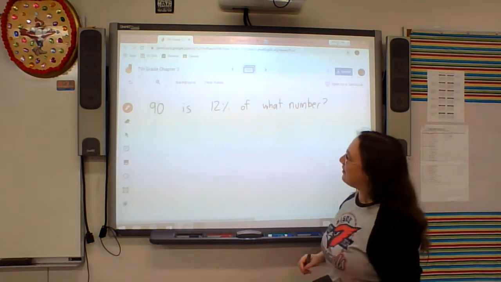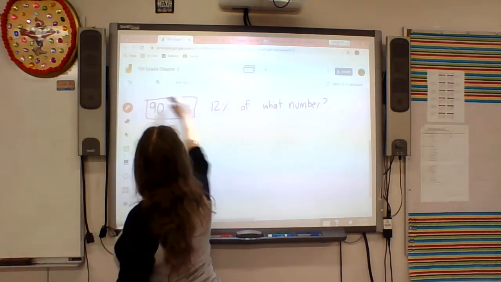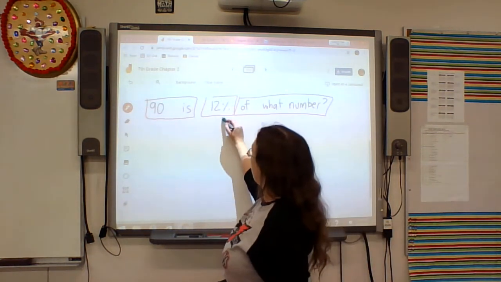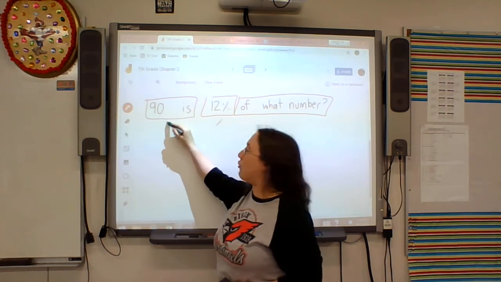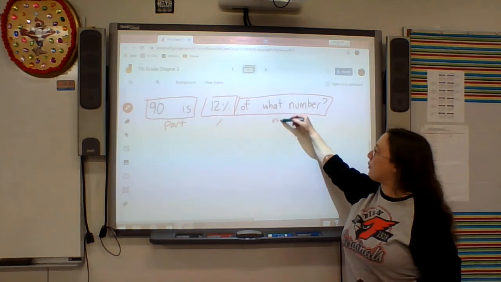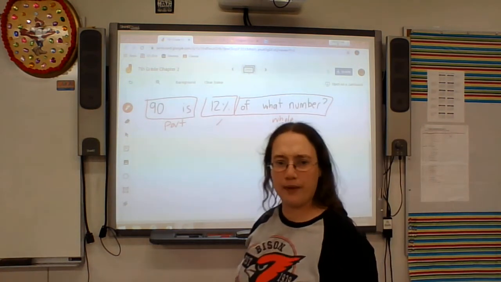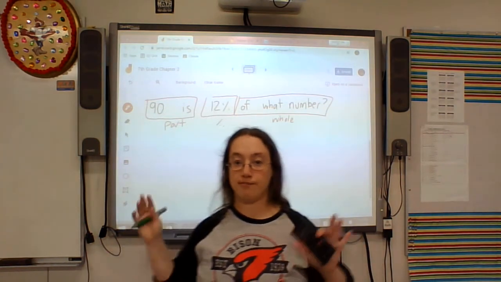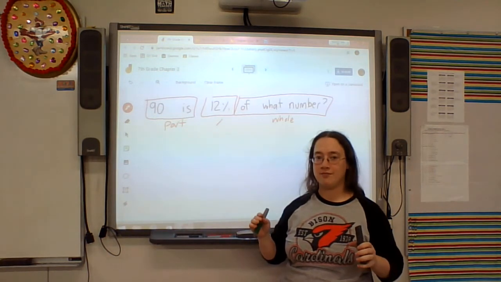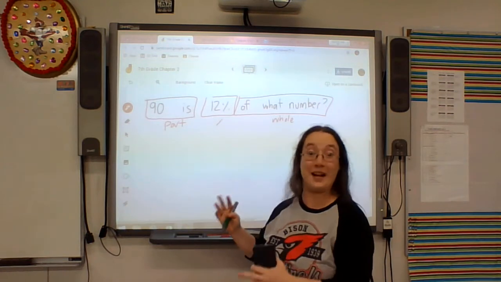Last one. We got 90 is 12% of what number? So we got our percent. 90 is makes this our part. And then of what number means we're looking for our whole this time. And if 90 is just 12% of it, what kind of a number is this going to be? If 12% of it is already something pretty big. Yeah, this is going to be a pretty big number if only 12% of it is already 90.